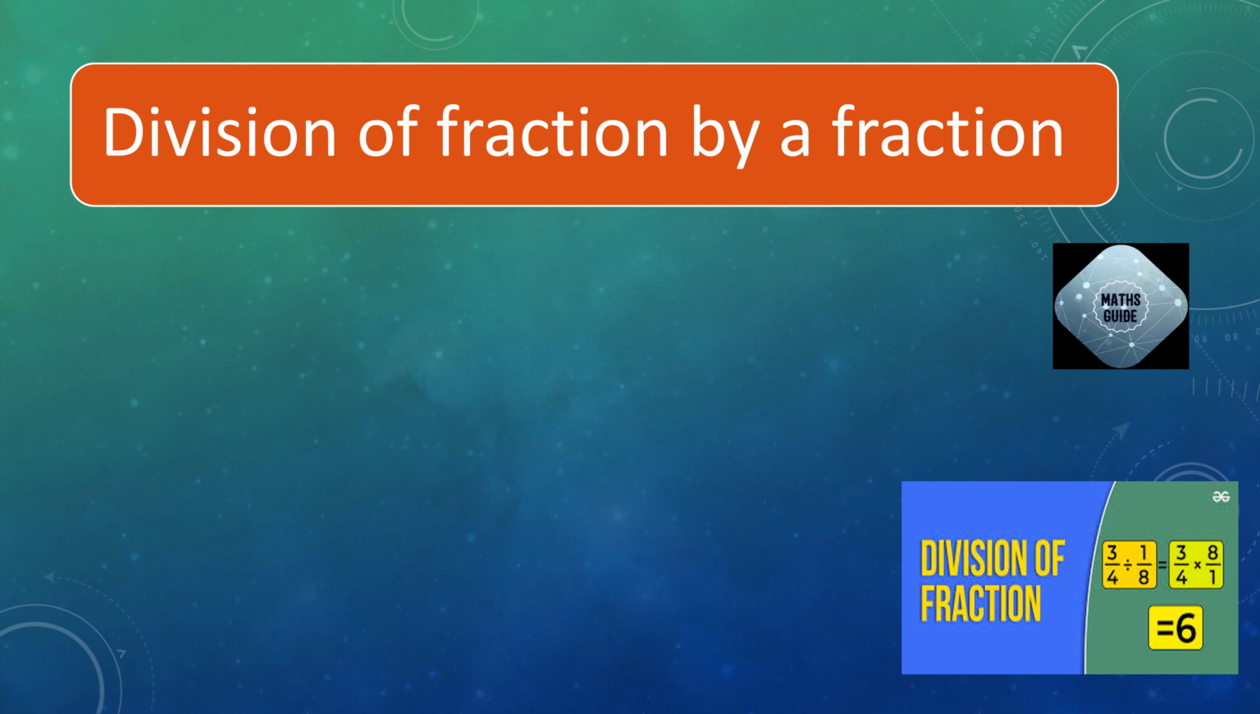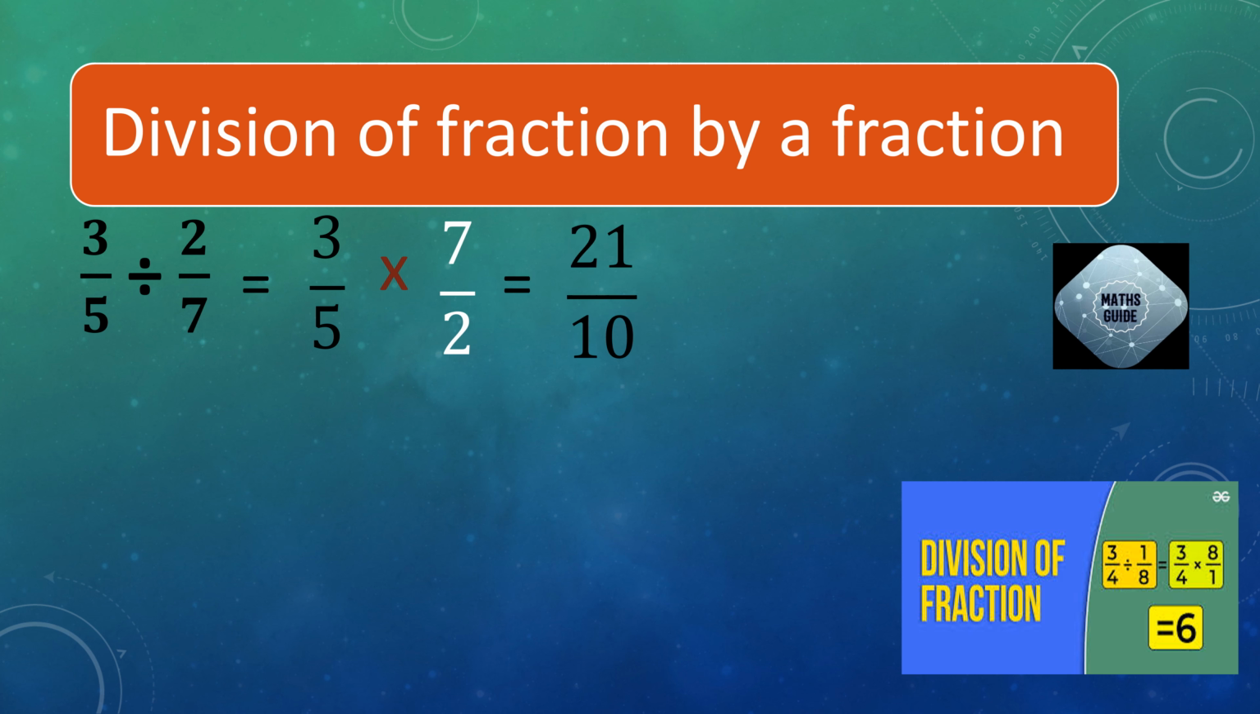A fraction can also be divided by a fraction. Now look at this example. 3/5 is further divided by 2/7. Keeping in mind the steps, first keep the first fraction. Change the division sign into a multiplication sign and take the reciprocal of the second fraction. Now multiply the numerators and denominators.